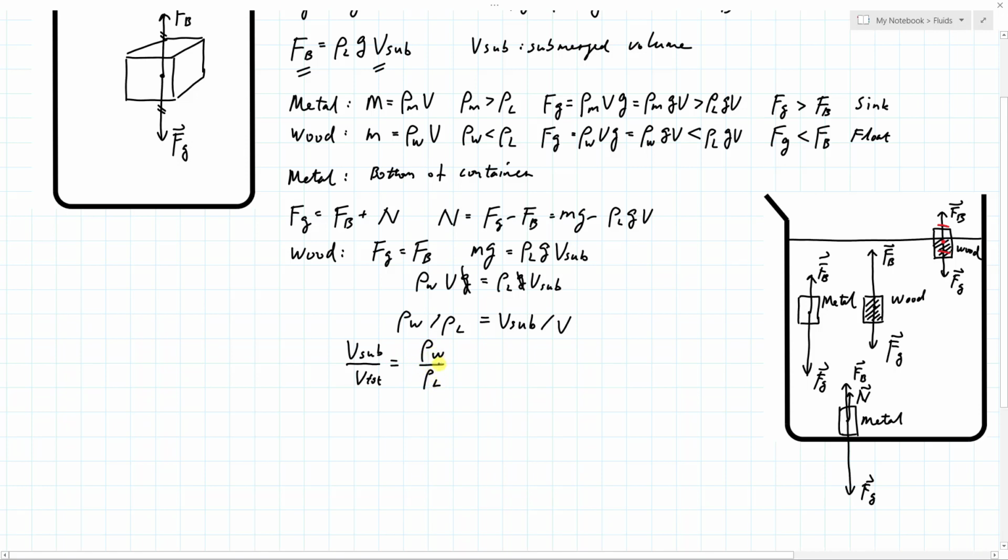So we certainly can use this method to roughly find density, if we find out how much fraction of the wood is above water, so we know how much is below. Right. Thank you.